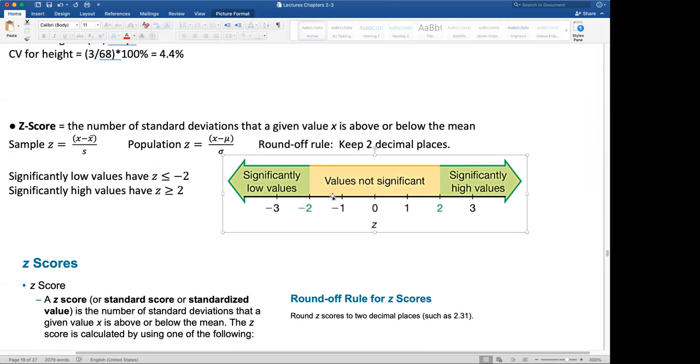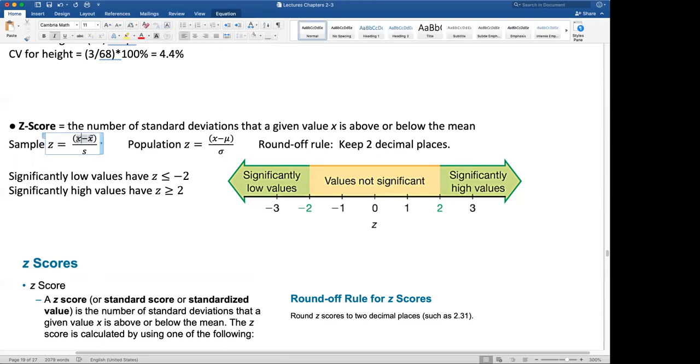What about the z-score of the mean? It's 0. If a certain data value has a z-score of 0, it means that data value must be the mean, normally the sample mean, because normally we don't know the population mean. Because if x is the sample mean, the sample mean minus the sample mean x bar is 0. So keep in mind this.